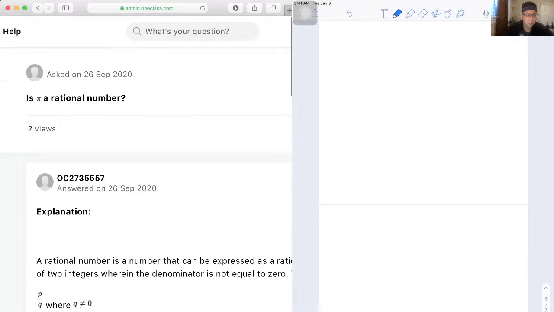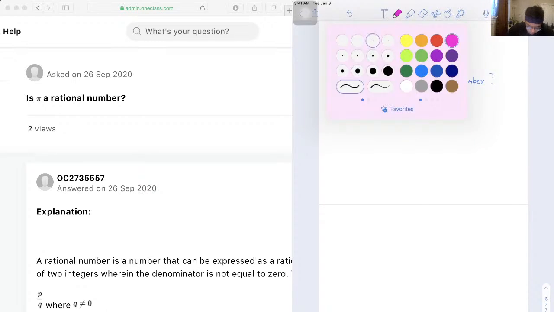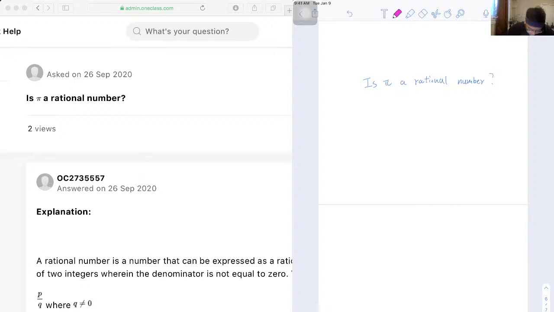Alright, so coming up, we have our next question. It's asking us, is pi a rational number? So let's just recall what pi is. Pi is 3.141 and so on, and it's not repeating, and it goes on to infinity.